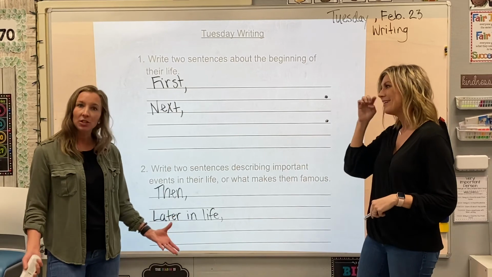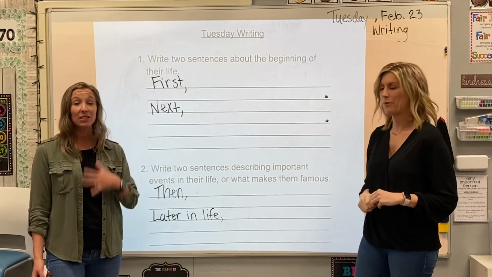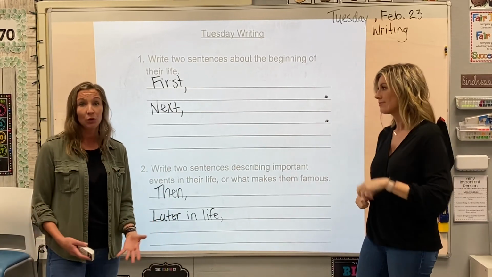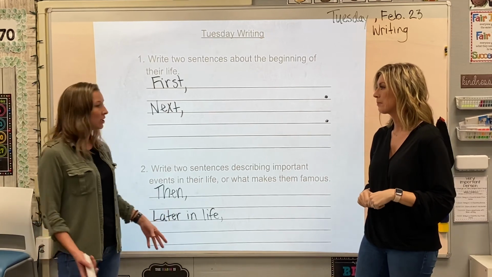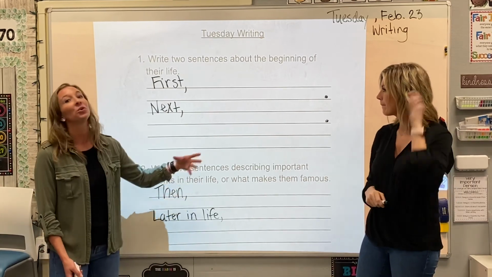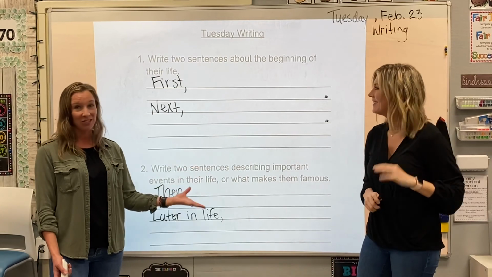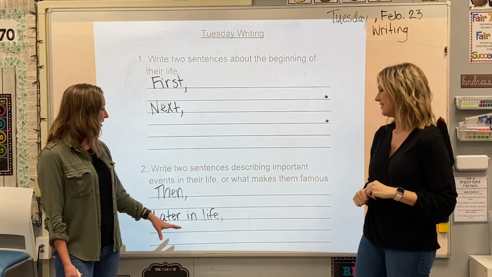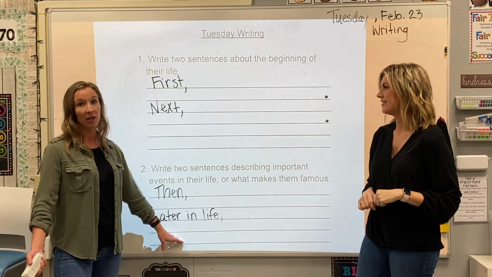And use your research. This does not have to come from your head. Please go back to the resources that you were using. Go back to Epic, find that information, and then put it into your own words, please. You do not need to copy it directly from the text. We want to see it in a way that you would maybe say it to someone else, written down.